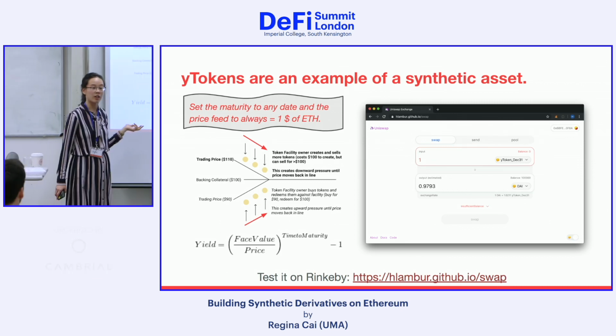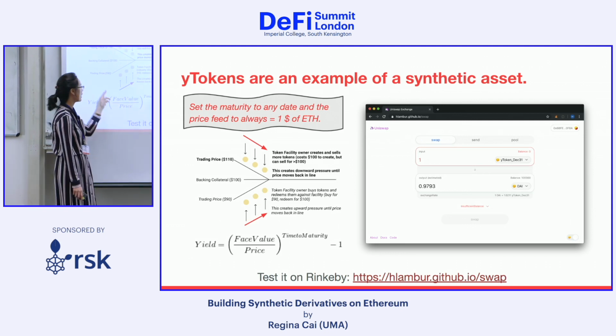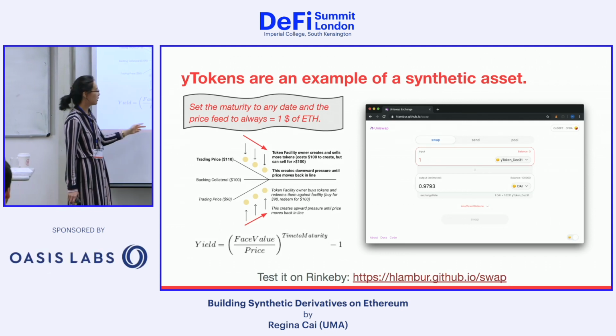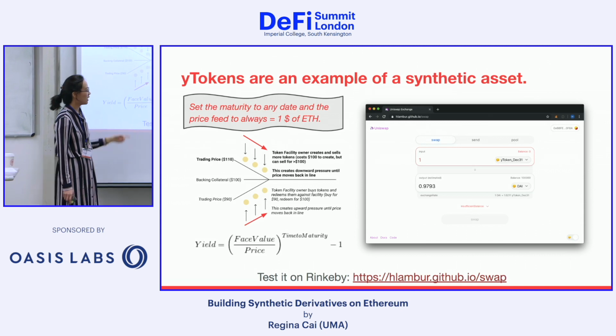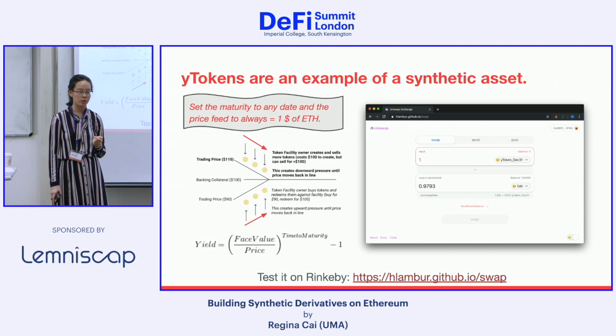But because there's the time value of money, you're going to buy a token that represents $1 in the future at a discount today. That gives you your yield. That allows for the price discovery that I think Dan's paper was really looking for.